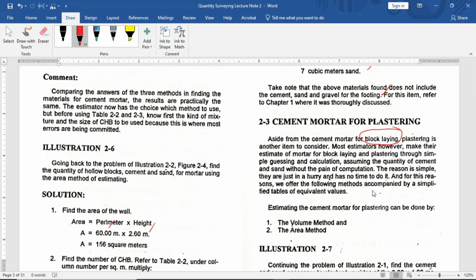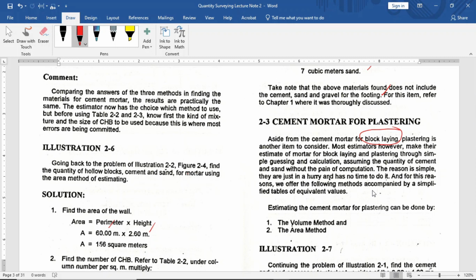Most estimators, however, make their estimate of mortar for block laying and plastering through simple guessing and calculation, assuming the quantity of cement and sand without paying for computation. The reason is simple. They are just in a hurry and have no time to do it. And for these reasons, we offer the following methods accompanied by simplified tables of equivalent values.